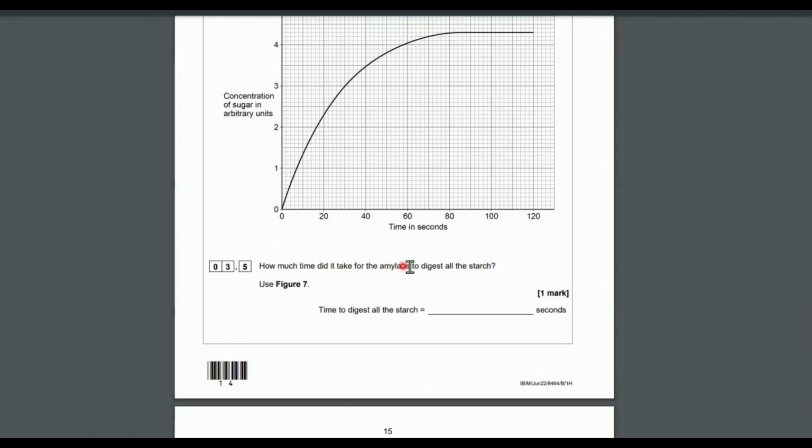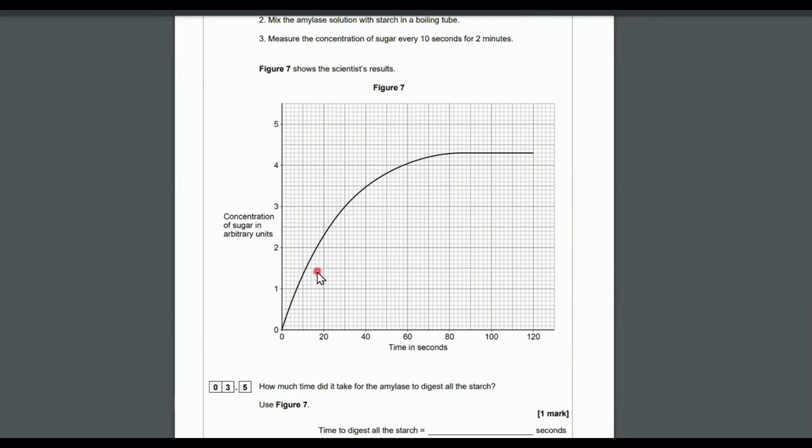How much time did it take for the amylase to digest all the starch? So here, how do we know all the starch has been broken down? And hopefully you'll realize that when starch gets broken down, we have a little bit of a reaction. So starch gets broken down into glucose, which is a sugar. It actually gets broken into maltose as well. But for the purposes of this, that's also a sugar. So what I want to do here is put amylase. So amylase is the enzyme that's turning the starch into glucose.